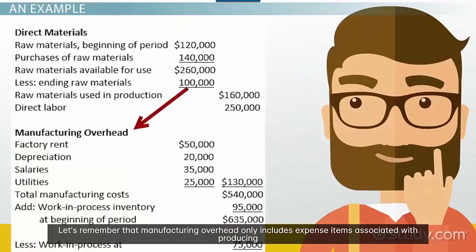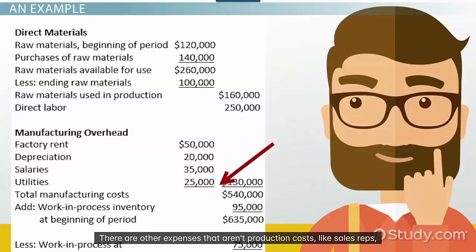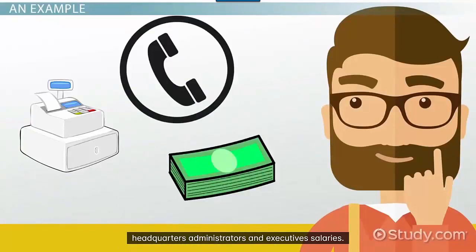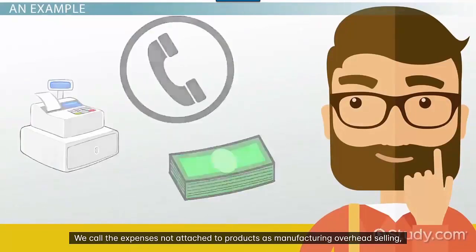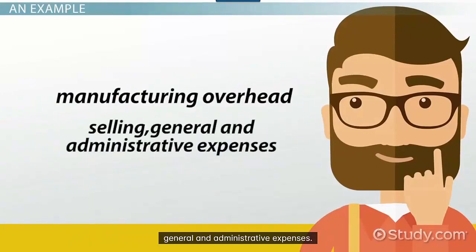Let's remember that manufacturing overhead only includes expense items associated with producing its ice cream products. There are other expenses that aren't production costs, like sales reps, headquarters administrators, and executive salaries. We call the expenses not attached to products selling, general and administrative expenses.